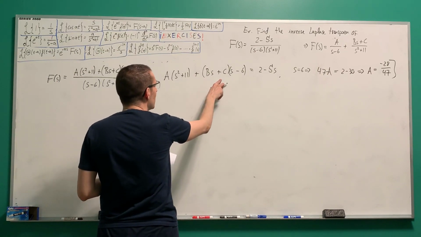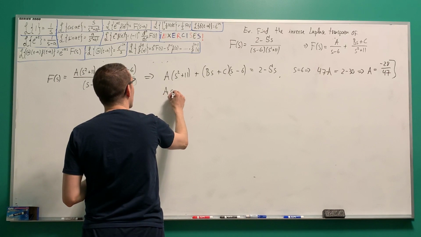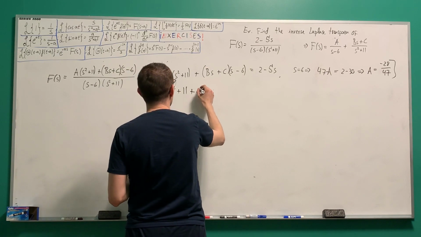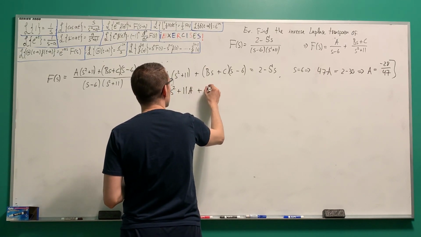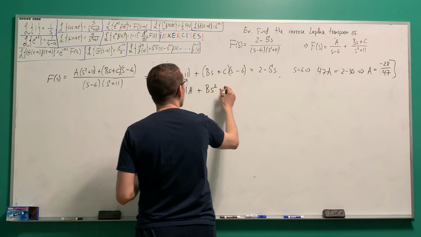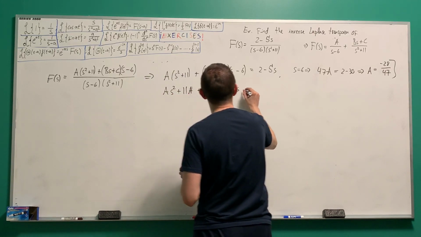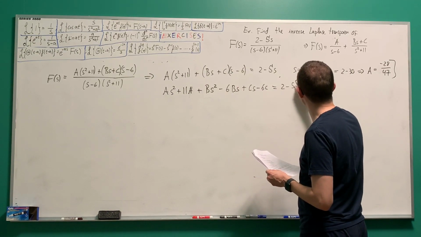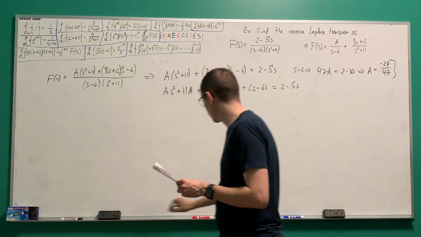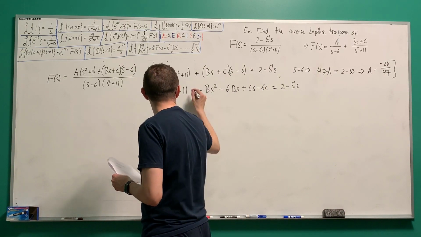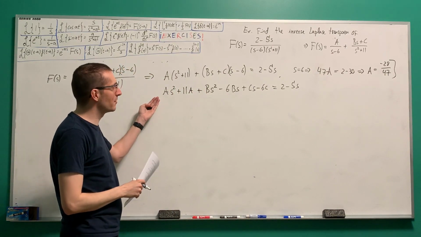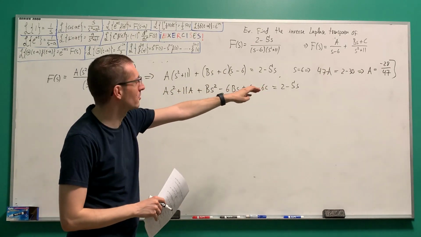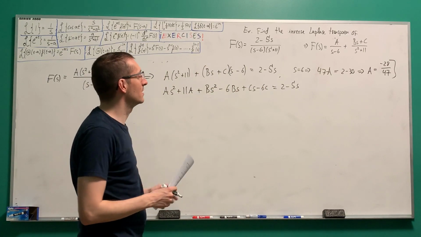If we expand the system, we get a s squared plus 11a, sorry, plus bs squared minus 6bs plus cs minus 6c equals minus 5s. All right. Now, what we do is, again, the typical thing: we equate the coefficients of s squared on the left to the coefficient of s squared on the right, coefficients of s on the left to coefficient of s on the right, and independent terms on the left to independent terms on the right.